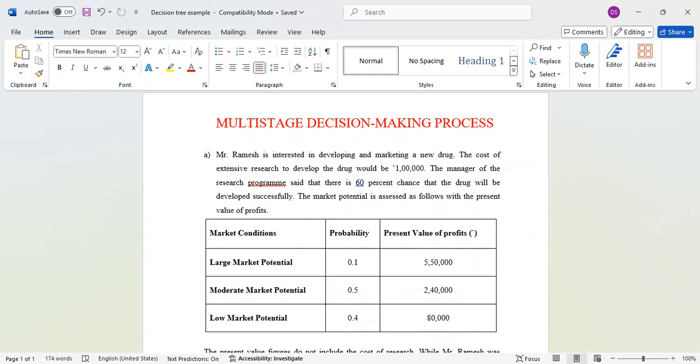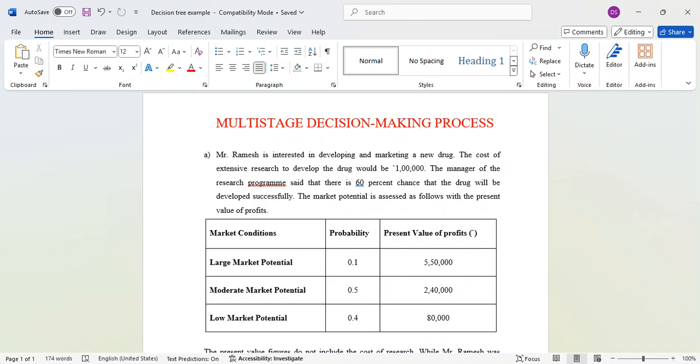Let's discuss the multi-stage decision making process. You all know that in operations research, decision theory is one of the important chapters to be discussed. And when there are a number of choices, taking the right decision is always a critical factor.